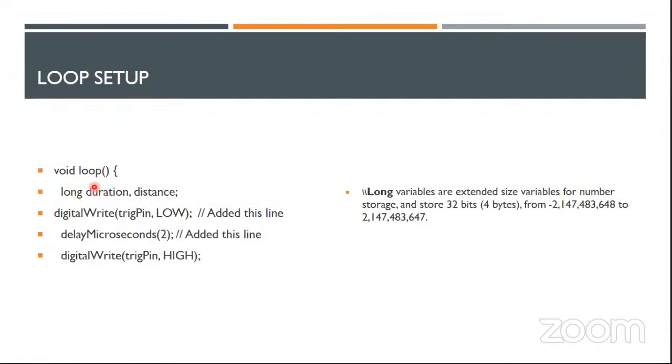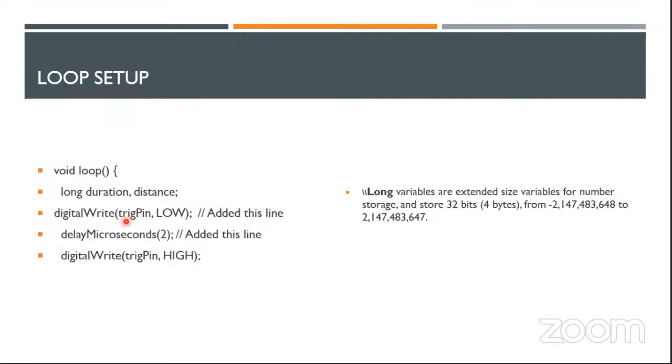In the void loop, what I have given here is long. Long is another data type, not just a variable. It is a data type which is going to store 32 bits, that is 4 bytes. So it is again a C programming data type only. Duration, distance: these two are long integers.